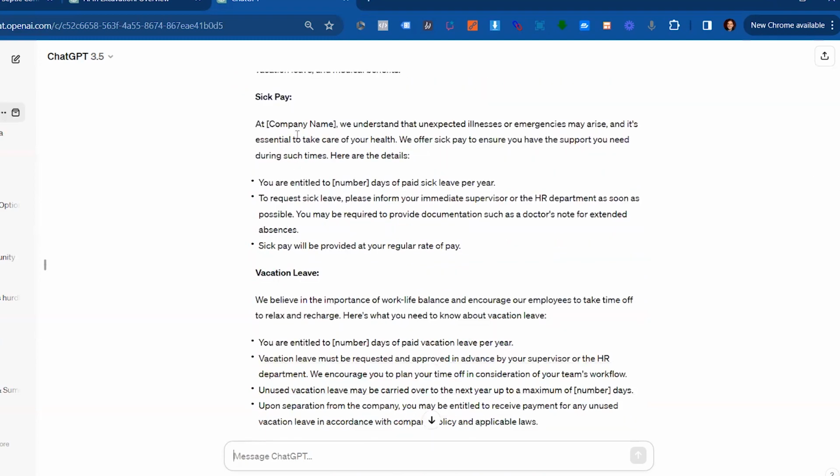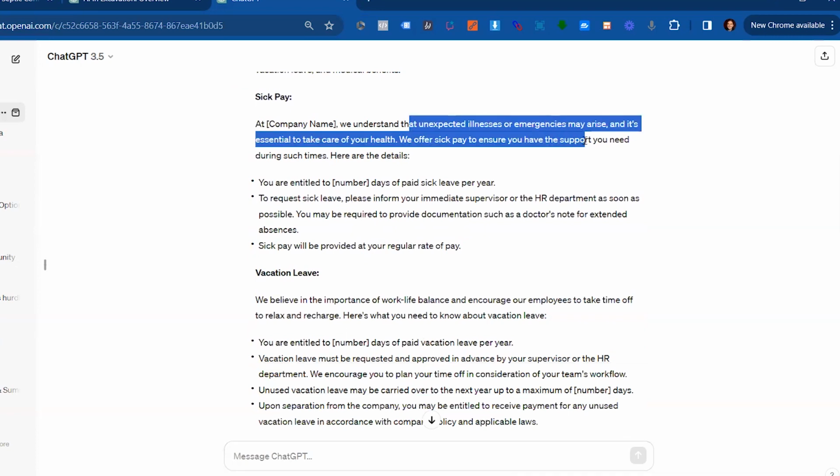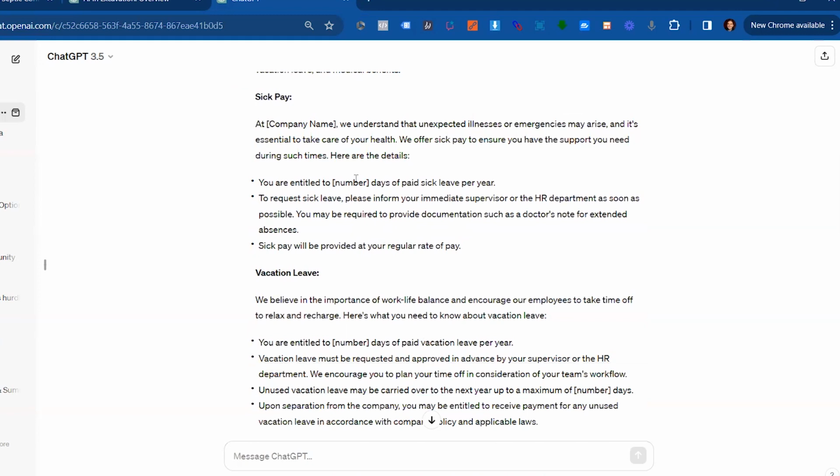It says, at company name, we understand that unexpected illnesses or emergencies may arise. It's essential to take care of your health. We offer sick pay to ensure you have the support you need during such times. You are entitled to, and it says number of days paid sick leave per year. To request sick leave, please inform your immediate. So it gives them the instruction.